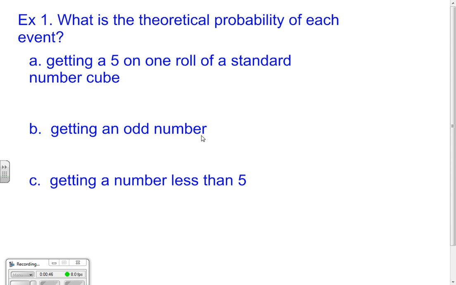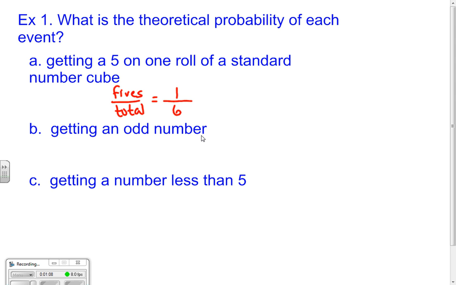Take a look at example 1. What is the theoretical probability of each event? Letter A is getting a 5 on one roll of a standard number cube. That means I'm looking for the 5s over the total. Well, on a standard number cube, there are 6 numbers total. Only one of them is a 5, so it's 1 over 6.